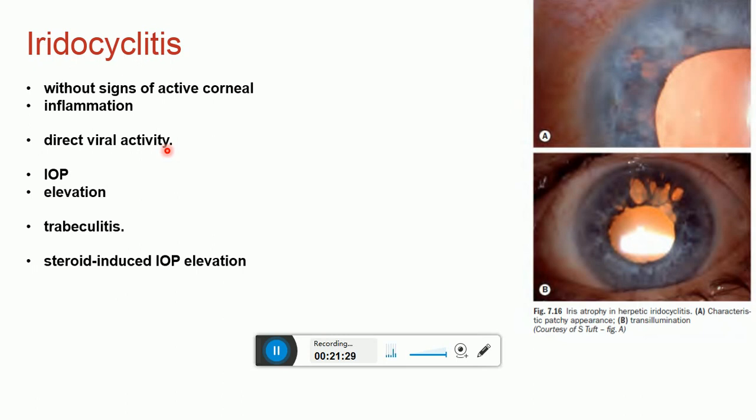Patchy iris atrophy, as you can see here, may provide a clue. Transillumination may demonstrate subtle lesions. Aqueous sampling for PCR is diagnostic. Treatment is primarily with topical steroids. Oral acyclovir may be given.